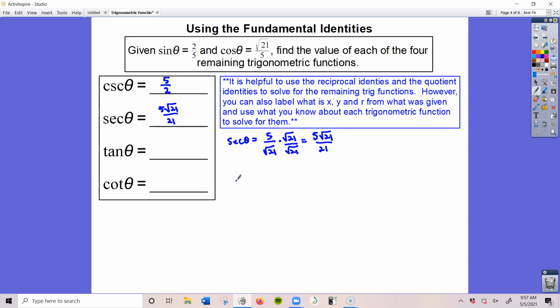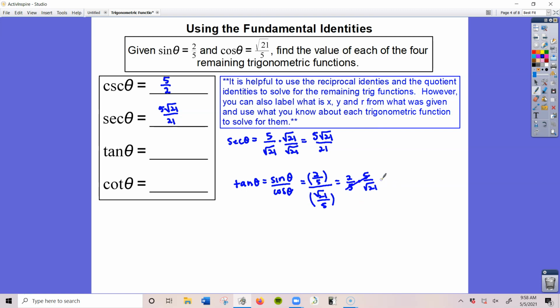So tangent is equal to sine divided by cosine. This is the quotient identity. So I can take my sine value, which is 2 over 5, and I'm going to divide it by cosine, which is square root of 21 over 5. When you're dividing fractions, what you have to remember to do is multiply by the reciprocal, or copy, change, flip. So I'm going to copy my first fraction, 2 over 5, change to multiplication, and flip. So flip the second fraction would be 5 over the square root of 21.